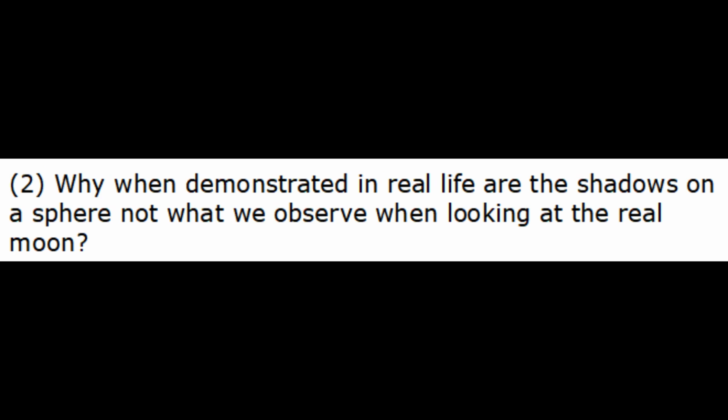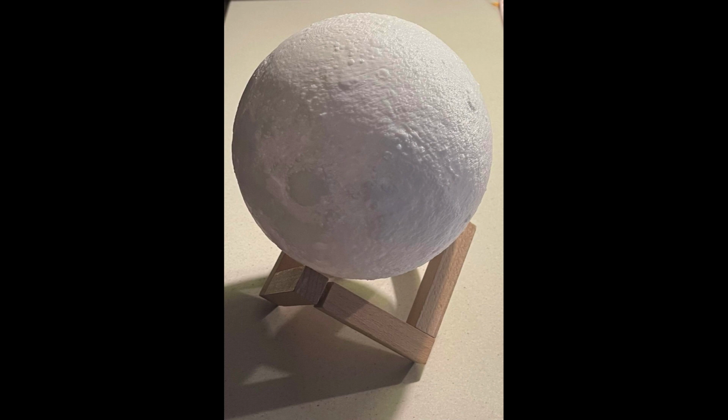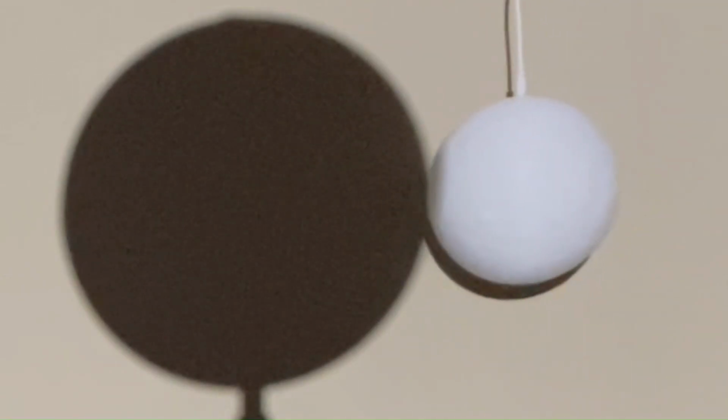Question 2. Why, when demonstrated in real life, are the shadows on a sphere not what we observe when looking at the real moon? Well, to answer this question, I made up a demonstration in real life. I have a globe with a torch behind it projecting the shadow onto a screen. I have a 3D printed moon. And here is me moving the moon into the globe's shadow.